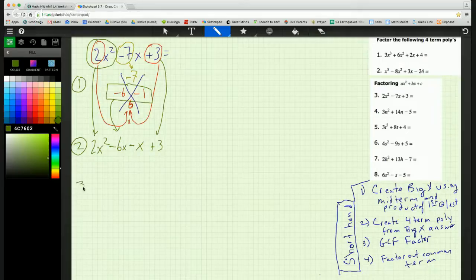Now step 3 says do a GCF factoring. So here I'm going to take 2x, and then take an x minus 3. So 2x squared. If I check it, I get 2x squared minus 6x. Yep, check.